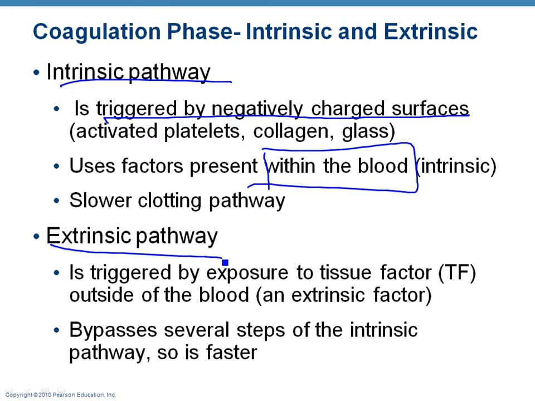This one is due to a cell. If a cell is damaged, it will release something called tissue factor. The reason this is called extrinsic is it's not something that's inherent in your blood. It's something from outside of your blood. So the cell has to release this tissue factor on its cell surface, and then the cascading effect will occur, and eventually you'll get to prothrombin being activated.